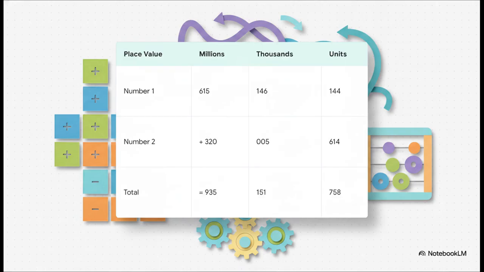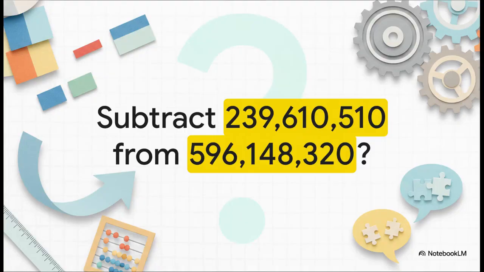The secret tool here? Proper place value arrangement and regrouping. It's all about stacking them perfectly. You absolutely must line up your units under units, thousands under thousands, and millions under millions. If you do this neatly, adding becomes a total breeze. 4 plus 4 is 8. 4 plus 1 is 5. 1 plus 6 is 7. We just go straight down the columns to find our total, 935,151,758. Pretty beautiful, right? So, what about subtraction?